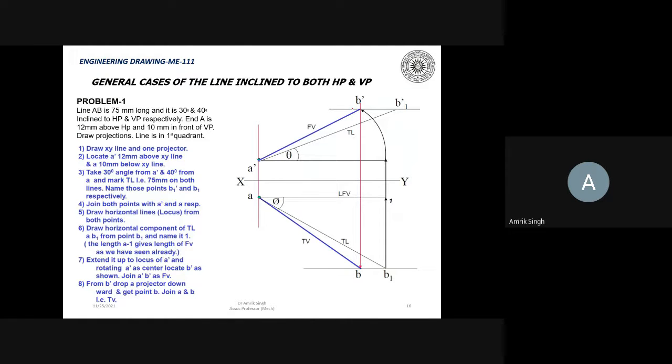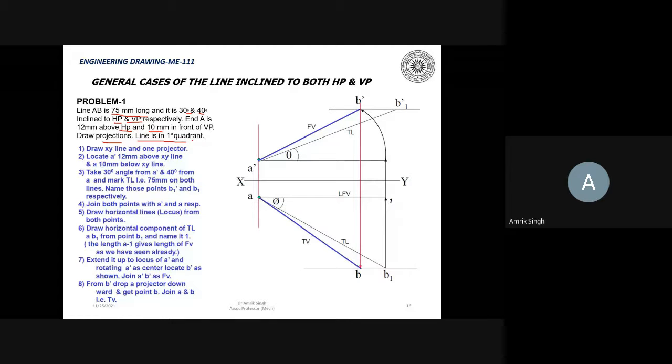Okay. Now this is a problem. Please understand this problem. Here we will solve 2-3 problems so that things are clear to you. So problem 1: a line AB is 75 millimeter long. The line is 30 degree and 40 degree inclined to HP and VP respectively. And A is 12 millimeter above HP and 10 millimeter in front of VP. Draw the projection. The line is in the first quadrant.